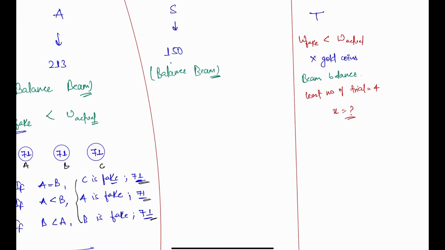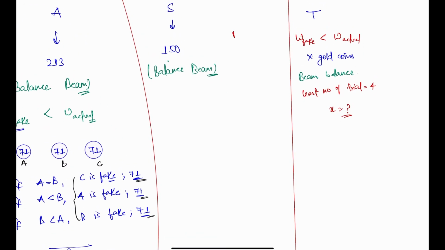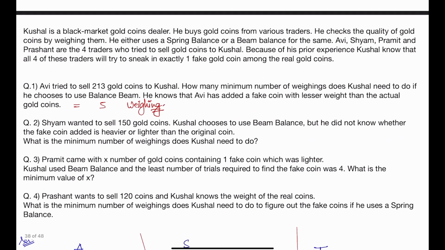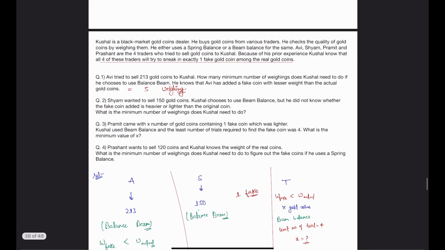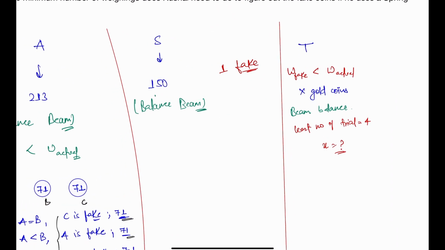So for Shyam, one catch is there. We know that one fake is there. How do we know? Because in the question it was written that all 4 traders will try to sneak in exactly one fake coin among the real coins. So that is the benefit of reading the question. And as we know that one fake is there, but we are not sure which one is fake.